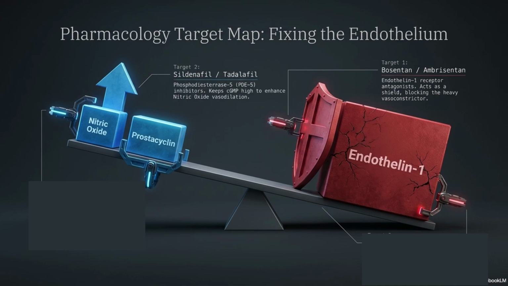Target 2 targets nitric oxide using sildenafil or tadalafil. These are PDE5 inhibitors. They keep the cGMP high to enhance nitric oxide vasodilation. Target 3 addresses prostacyclin using epoprostenol or iloprost. These are synthetic prostacyclin analogs that directly replace lost PGI2 to push the balance down and promote vasodilation.